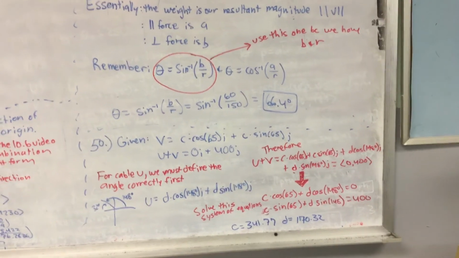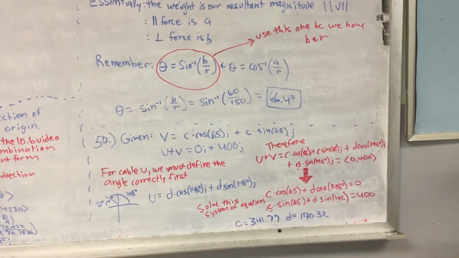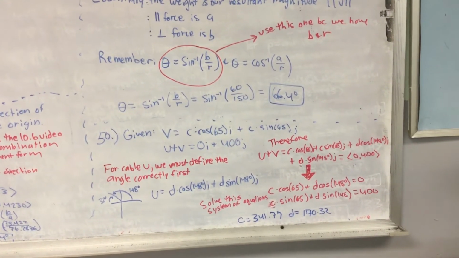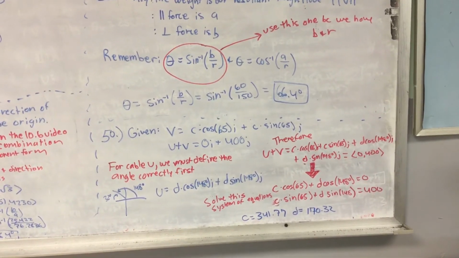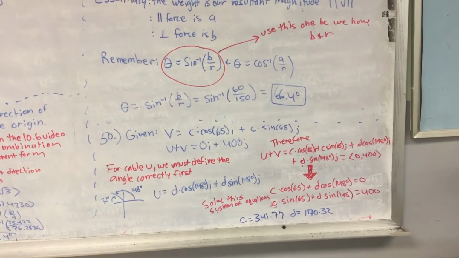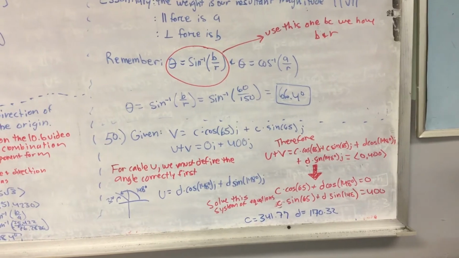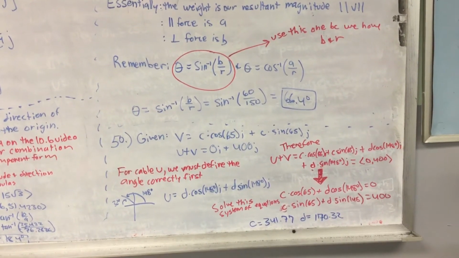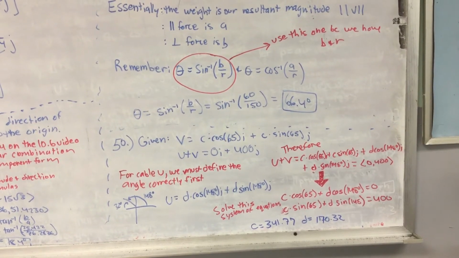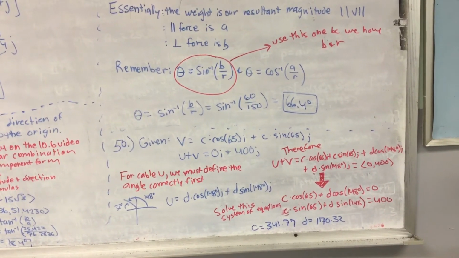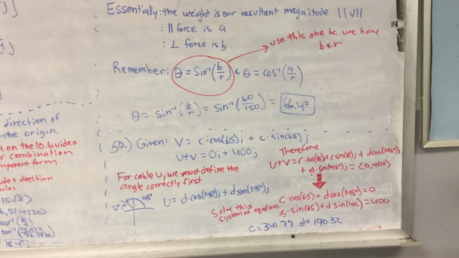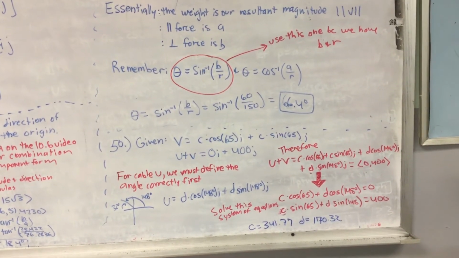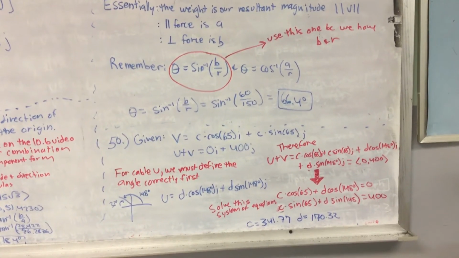So we can take that equation and split it apart into the x and y components. Our x components are c times the cosine of 65 and d times the cosine of 148. That's how we get the two equations that we need to solve: c times the cosine of 65 plus d times the cosine of 148 equals 0, and c times the sine of 65 plus d times the sine of 148 equals 400. You just solve that system of equations.